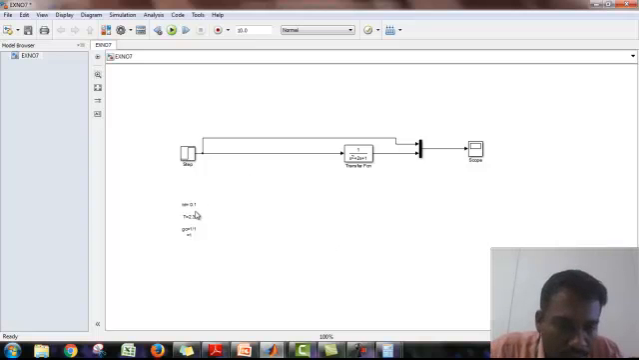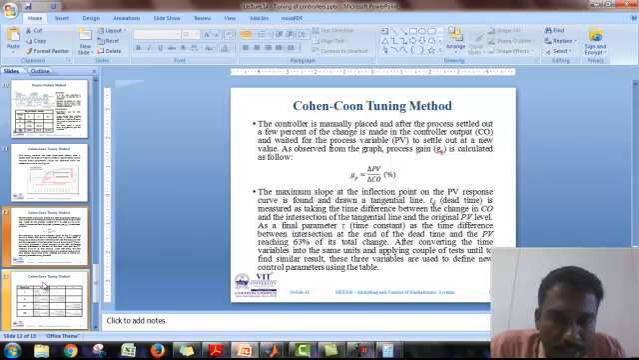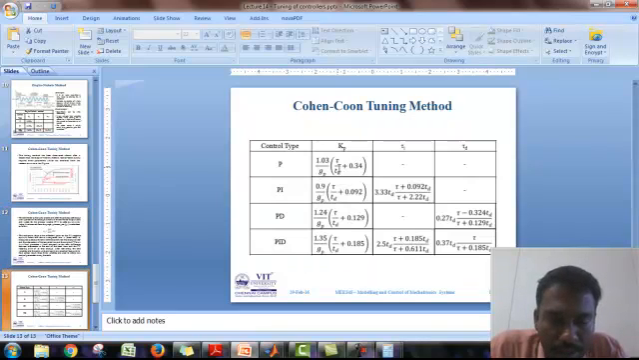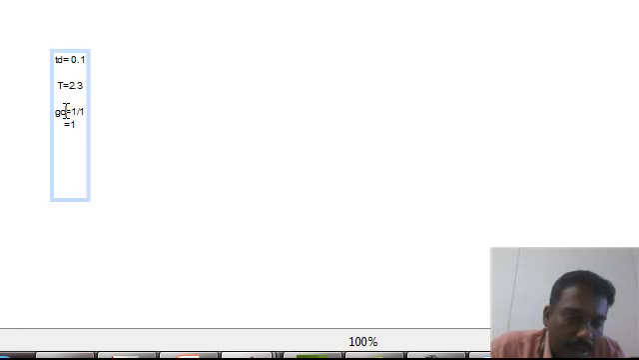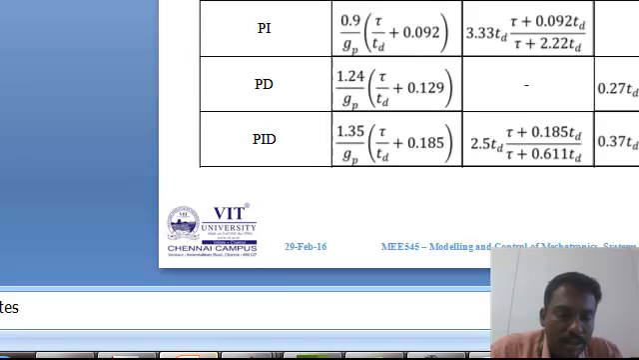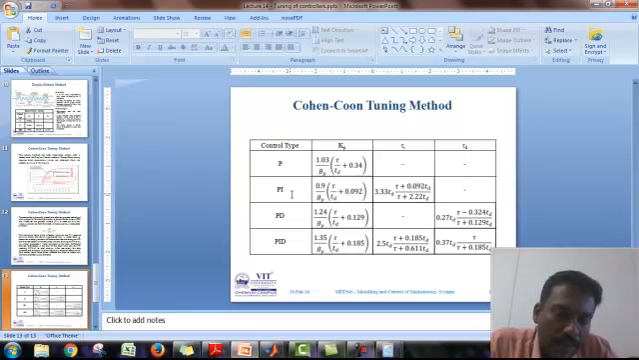So you know the TD, tau and GC. Go to this formula and apply tau D, tau and GP. Sorry, I said GC, I mean GP, which indicates the process gain. If you know that, we find the values: tau is equal to 2.3, tau D, the dead time, is equal to 0.1, and GP, the process gain, is equal to 1. If you know all three values, try to apply them in this formula.